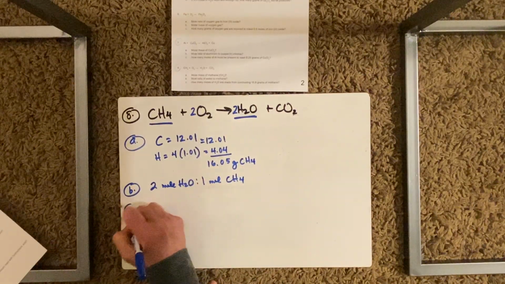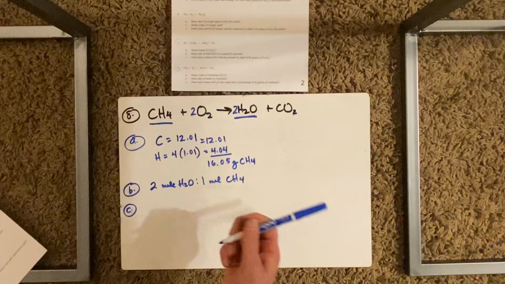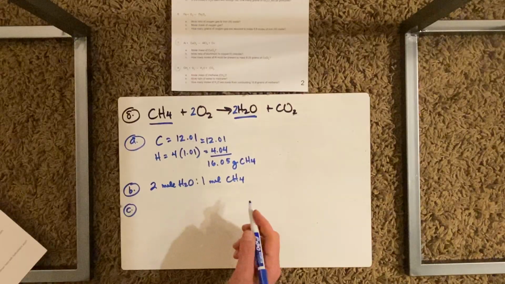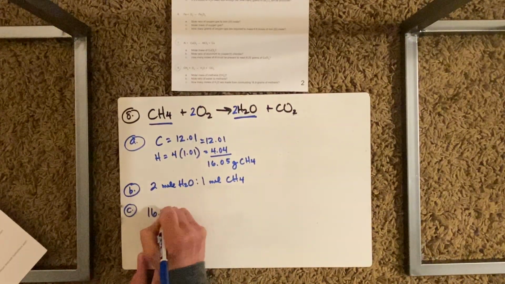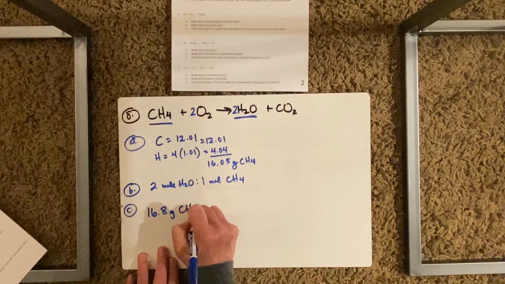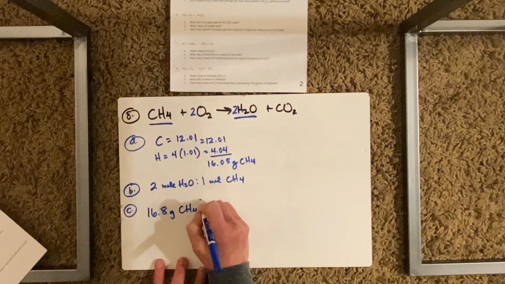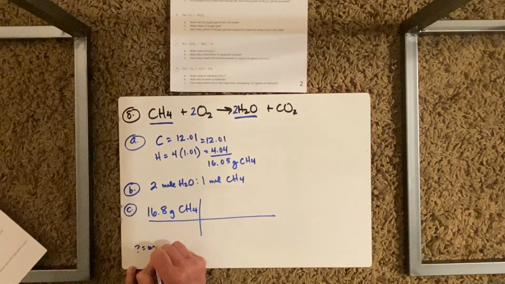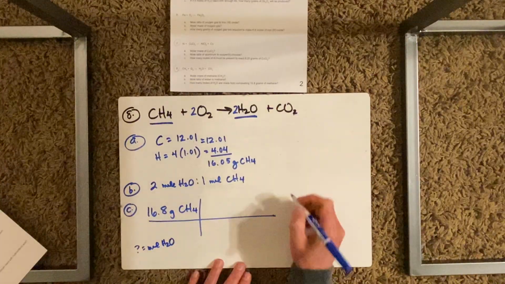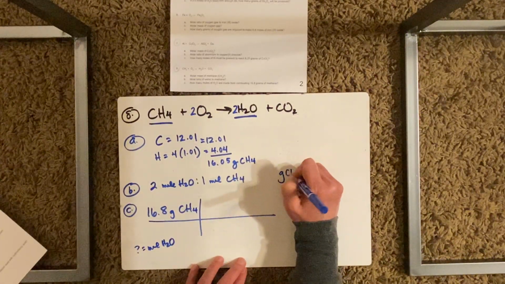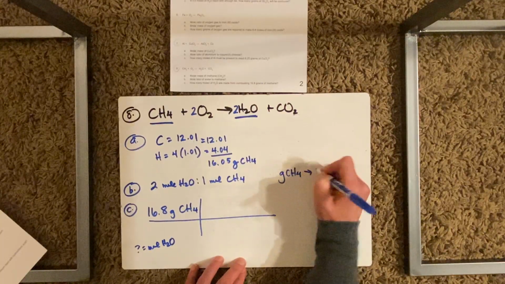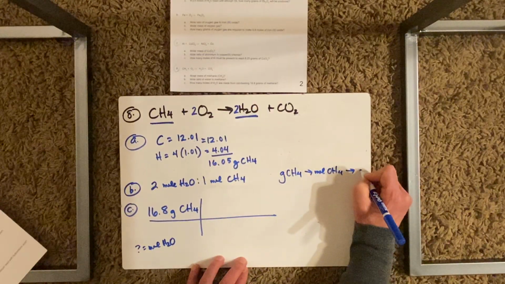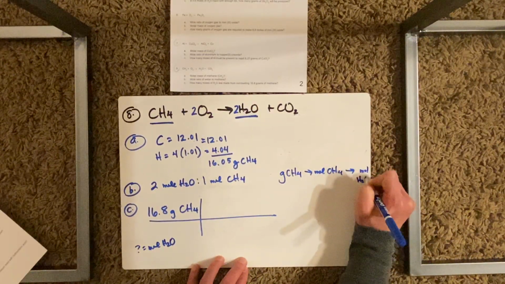And then our last question is asking us how many moles of water are made from combusting 16.5 grams of methane. So we're going to start with what we're given, which is this 16.8 grams of methane, and methane is our CH4. And we're trying to find, remember, our moles of water. So again, we're going to use this outline. Grams of methane is going to go to moles of methane, which is going to go to moles of water.